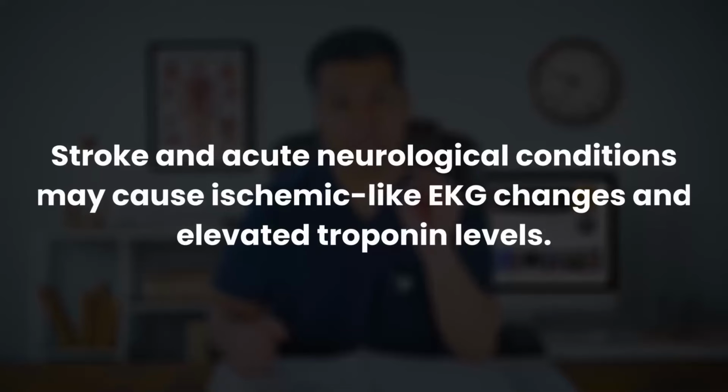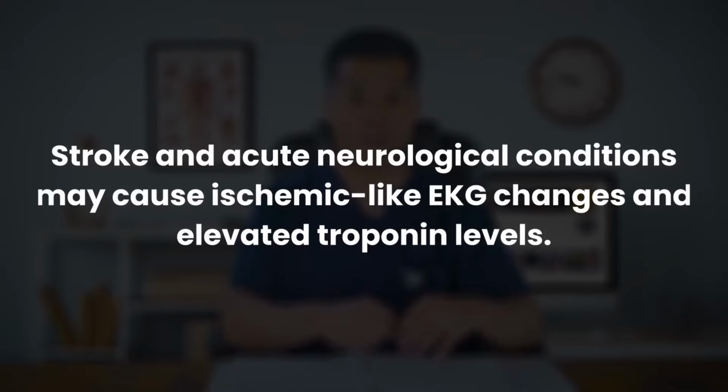Again, look here, the pretest probability of acute ischemic stroke is very high based on the symptoms. There is no reason to suspect acute MI. But what about the EKG changes and the elevated troponin levels? Stroke and acute neurological conditions are known to cause ischemic-like EKG changes and elevated troponin levels in the absence of myocardial ischemia. The patient's MRI confirmed an ischemic stroke in the right MCA territory, and the next two troponin sets were 182 and then 165 nanogram per liter.